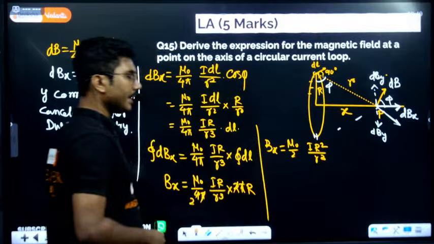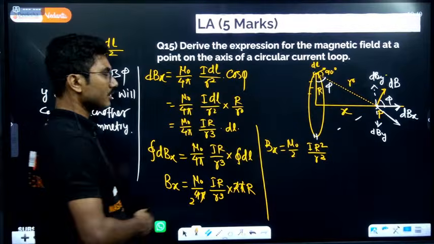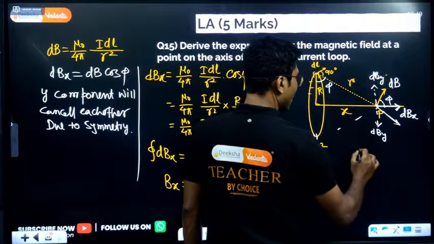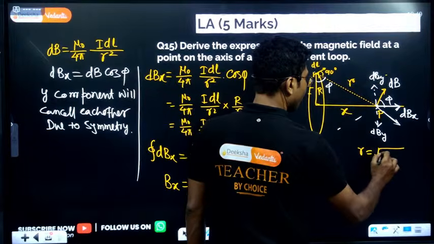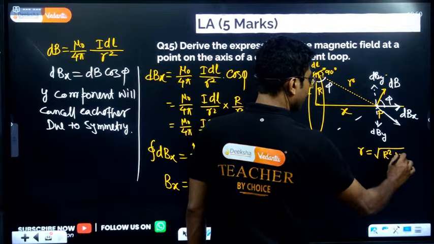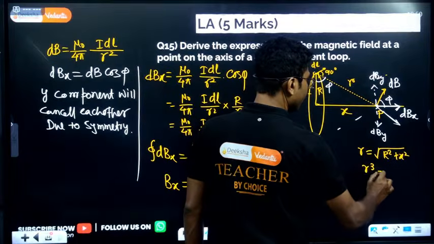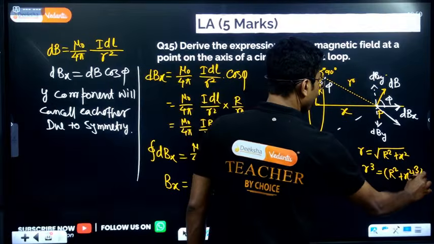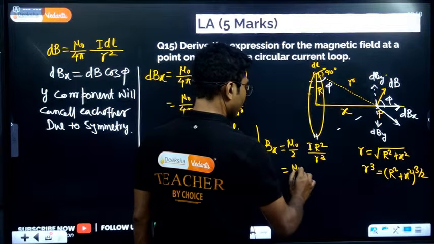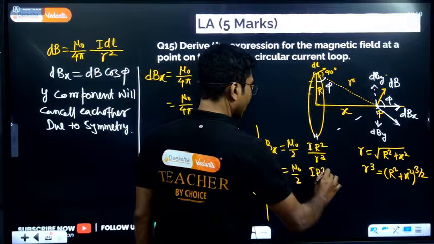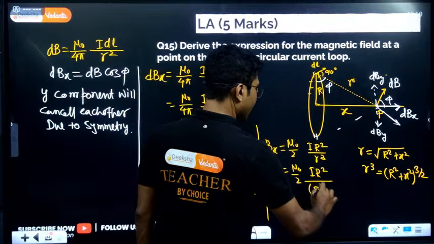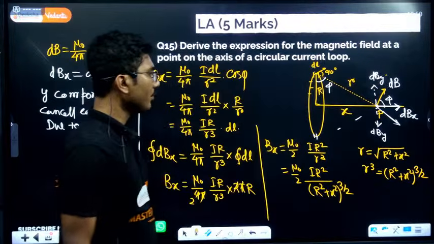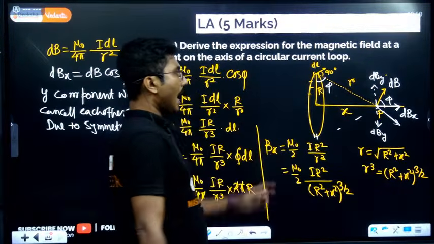Now this is not done yet. You have to put the value of small r. Small r is not the distance. Distance is x. This is r. So small r is actually square root of capital R square plus x square. So small r cube will be r square plus x square to the power 3 by 2. So now we put the value: mu naught by 2 I r square upon r square plus x square to the power 3 by 2. Okay, so this is the expression for magnetic field on the axis of a current carrying loop.